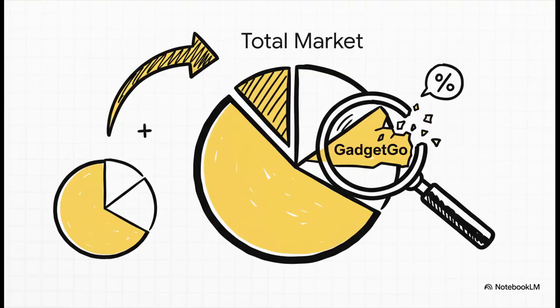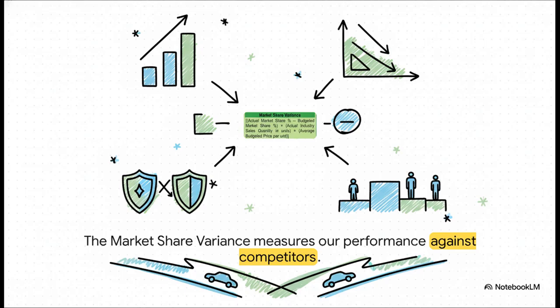For Gadget Go, this next clue is a bombshell. The report comes in, the total smartphone market actually grew by 5% that quarter. This is a favorable variance. So wait a minute, the market wasn't the problem. If the whole pie grew, but our sales quantity was down, then the problem has to be our slice of that pie. And that leads us to our final piece of evidence, the market share variance.